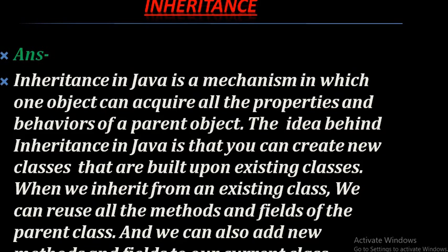So when we inherit from an existing class, we can reuse all the methods and fields of the parent class, and also we can add some new methods and fields to our current class. So the parent class methods can also be accessed from this child class. So this is the reuse of code.